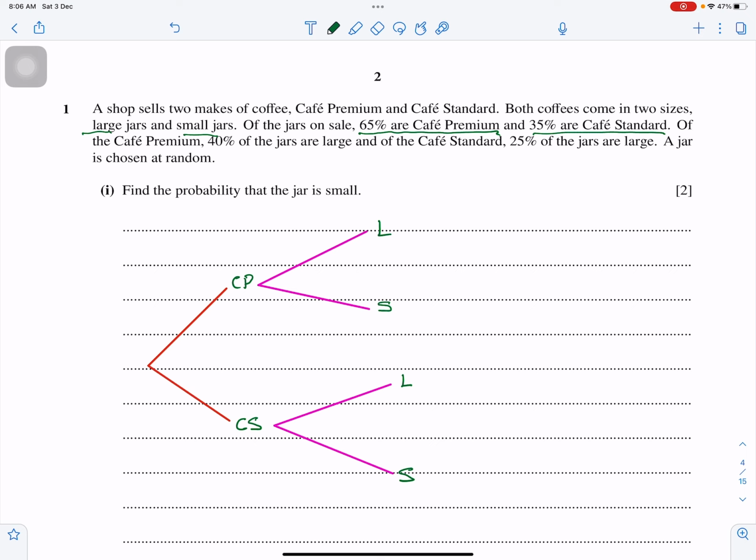Now this tree diagram is not compulsory here. If you can do it without it, it's fine. But in my experience, students usually make mistakes. So it's better to be more clear and explain it with the help of a tree diagram. Then the calculation will be easy.